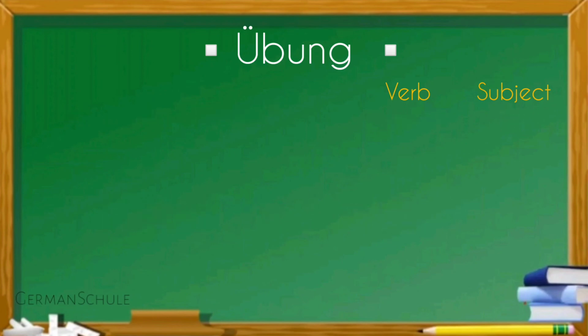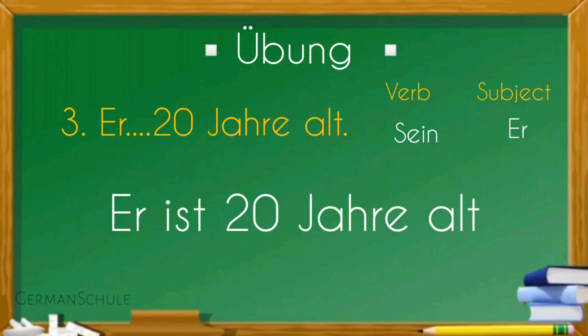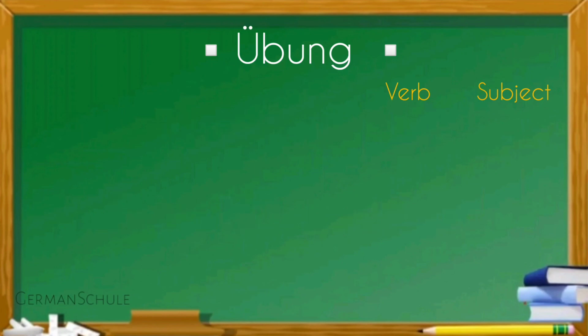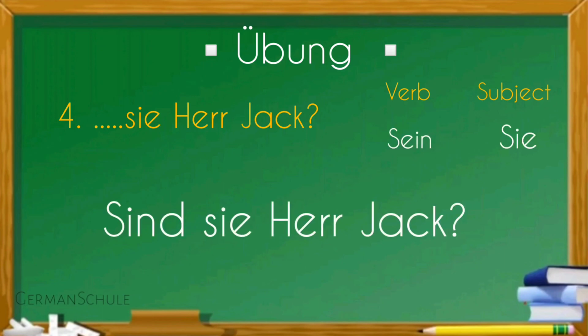Let's move to the next one. Dash 20 Jahre alt. Here verb is sein and the subject is ihr. So answer is ihr seid 20 Jahre alt. Now last one. Dash sie herjagt. Here verb is sein and subject is sie. So answer should be sind sie herjagt.